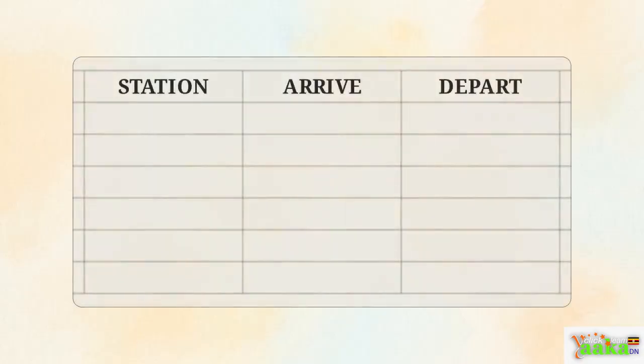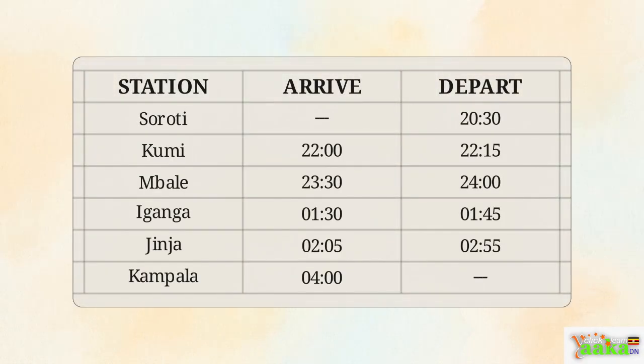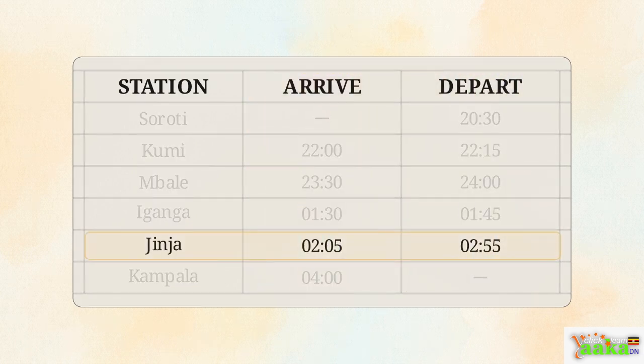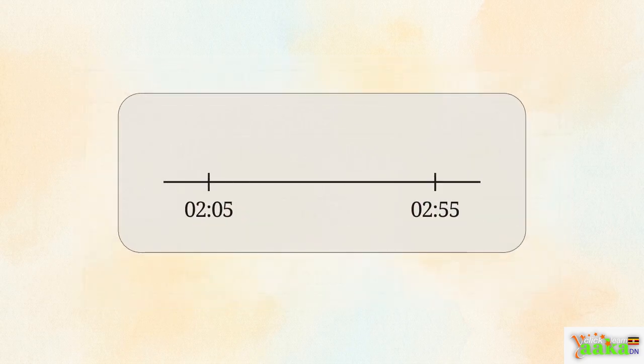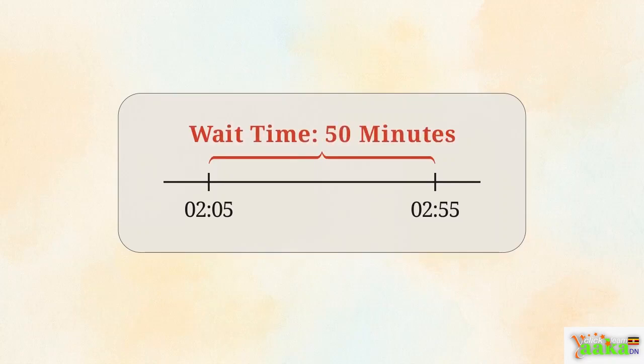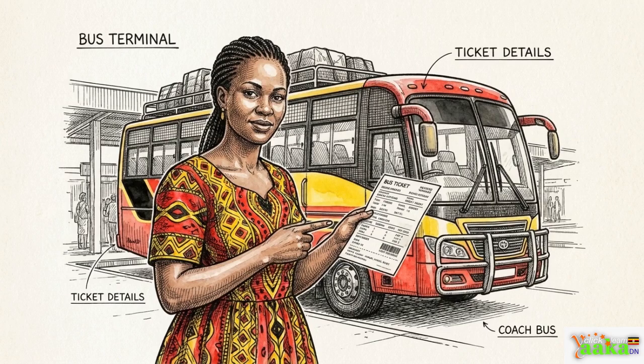Now that we know when she arrives, we can check a transport timetable to find her exact location. A timetable is just a grid. The rows list the stations, like Kumi or Mbale, while the columns show the specific times of arrival and departure. Looking at the Kumi row, we can see how long the bus stops to wait for new passengers. The chart shows it arrives at 02:05 and leaves at 02:55. To find the waiting time, we just look at the gap between those two numbers. From 02:05 to 02:55 is exactly 50 minutes. Once you know where to look, this board provides a clear, predictable map for any trip.